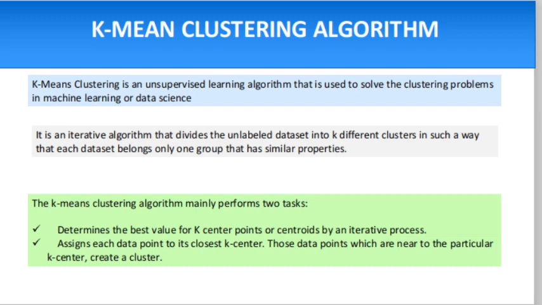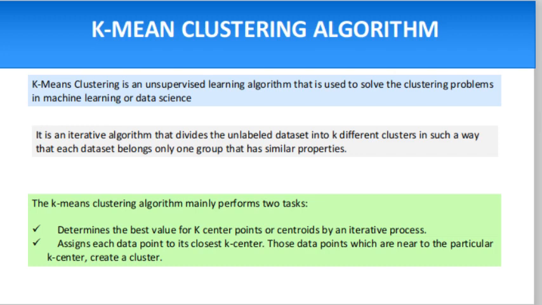It is a centroid-based algorithm where each cluster is associated with a centroid. The main aim of this algorithm is to minimize the sum of distances between the data points and their corresponding clusters. The algorithm takes the unlabeled dataset as input, divides the dataset into k number of clusters, and repeats the process until it finds the best clusters. The value of k should be predetermined in this algorithm.